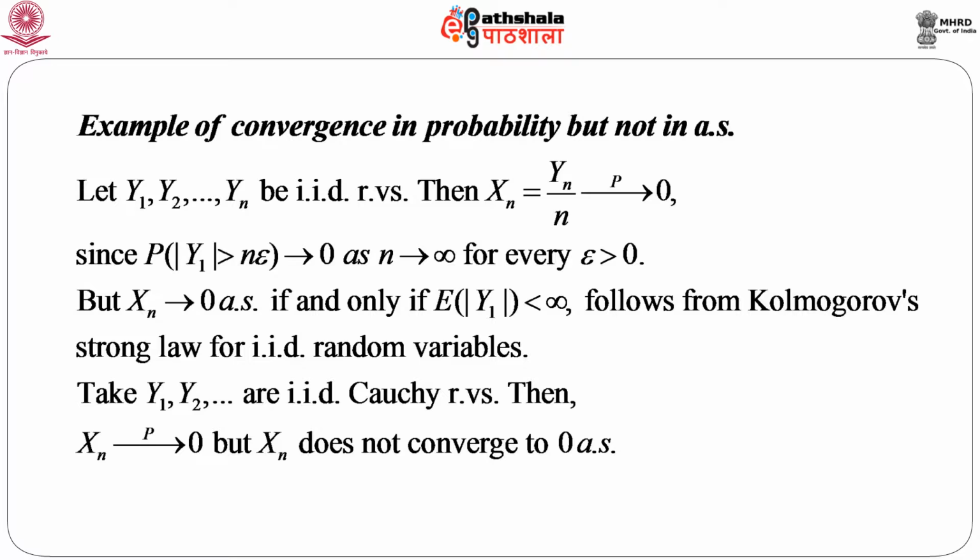So, convergence in probability might imply convergence almost surely, provided this condition, the existence of the first order moment, holds. That means expectation of |Y1| is less than infinity. Now, for example, take Y1, Y2, ..., Yn as IID Cauchy random variables, and we know that for Cauchy random variables expectation of |Y1| is not less than infinity. So, although Xn converges to 0 in probability, Xn does not converge to 0 almost surely.